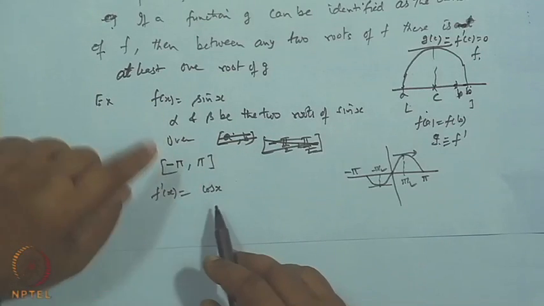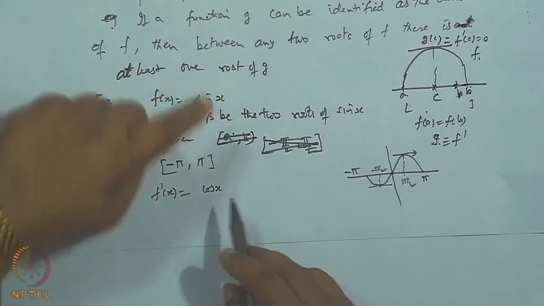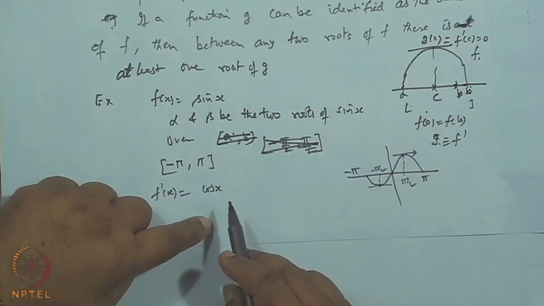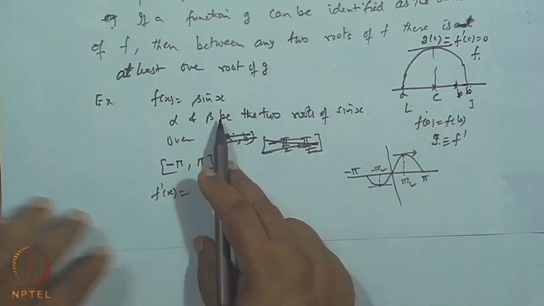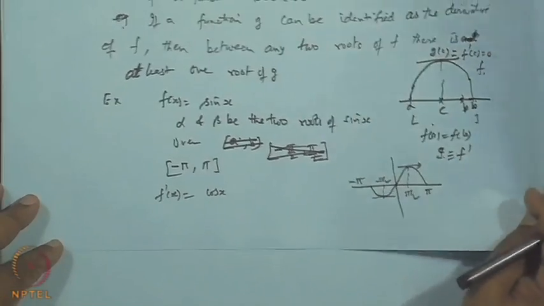vice versa also. If I start with cos x, then its derivative is minus sin x, so again between any two roots of cos x, there is a root of sin x. So, one can locate the roots of the function with the help of Rolle's theorem.